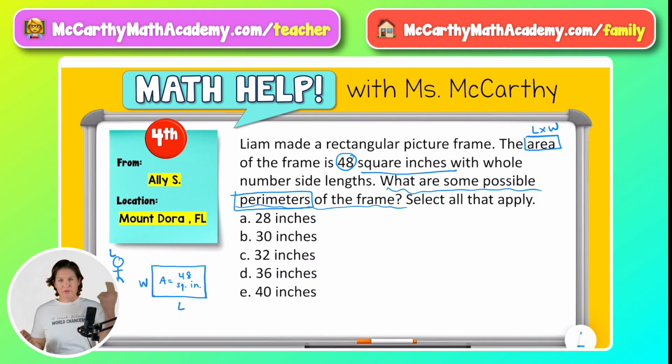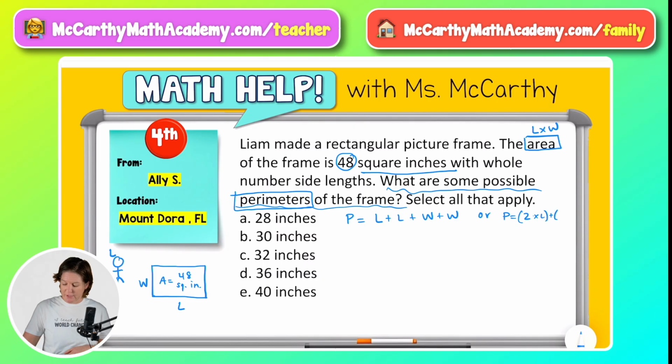So let's think about, what do we know about perimeter? We said we find the sum of the sides. So we know that the perimeter would equal L plus W plus L plus W, or it could be that the perimeter is 2 times the length plus 2 times the width. Sorry, I ran out of space a little bit there. But here's the thing. We don't know the length or the width yet. We need to figure that out first. We need to figure out what the possible length and width could be.